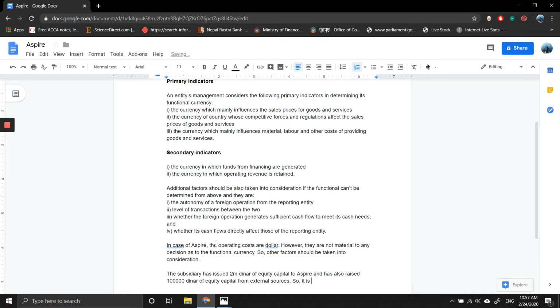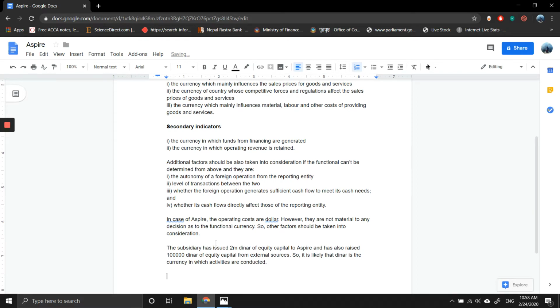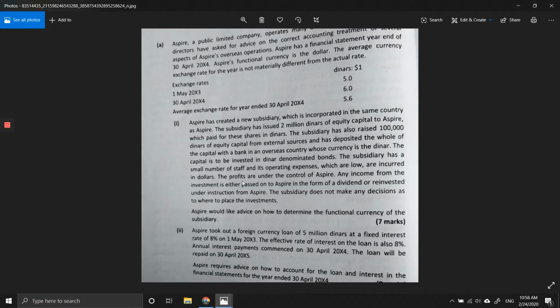So it is likely that dinar is the currency in which the subsidiary is operating, in which activities are conducted. And then after that, what else is there?